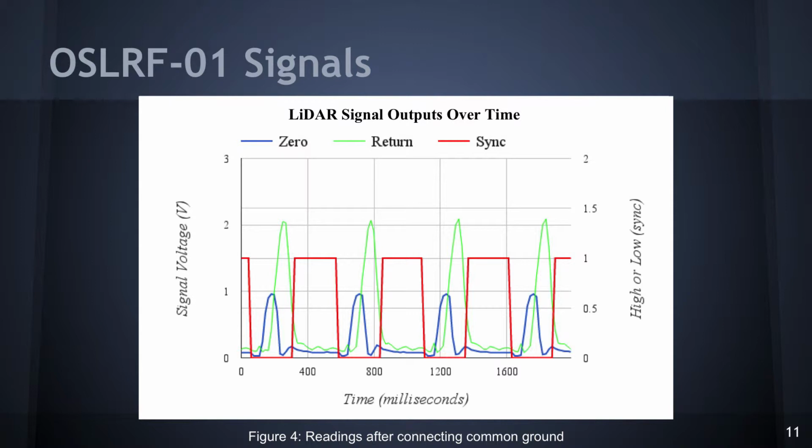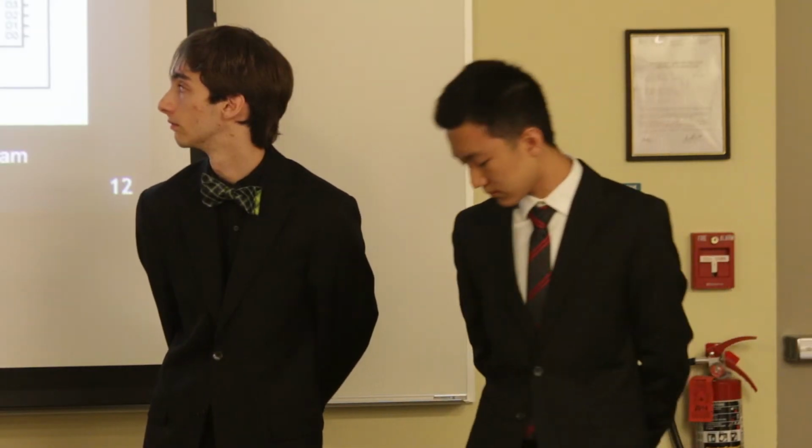The sync signal shown in red is periodic, indicating that the time base was working correctly. Each sync period corresponds to 18.33 meters. Therefore, the ratio of the two peaks in a period to the actual sync period can be used to calculate the distance.